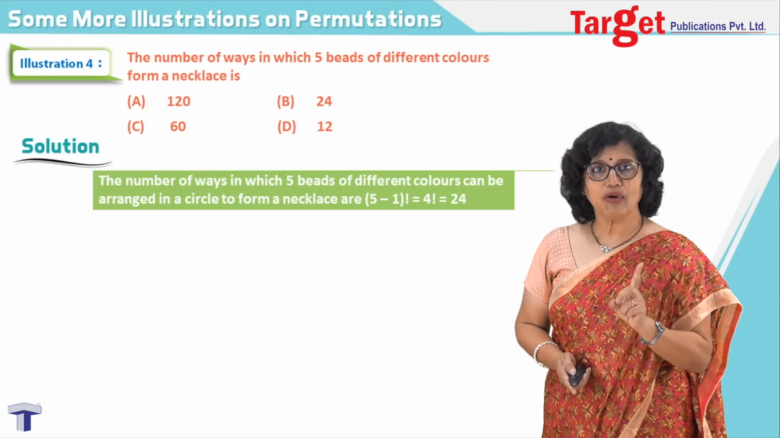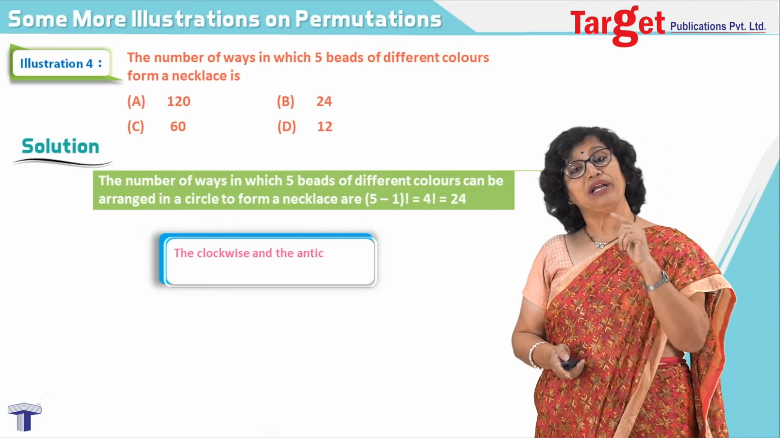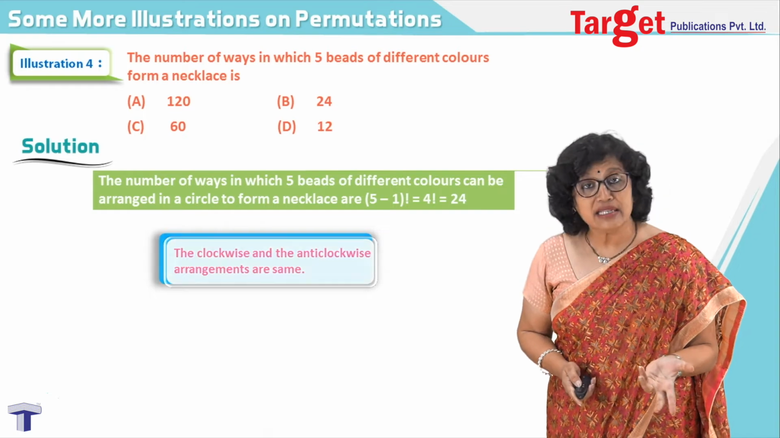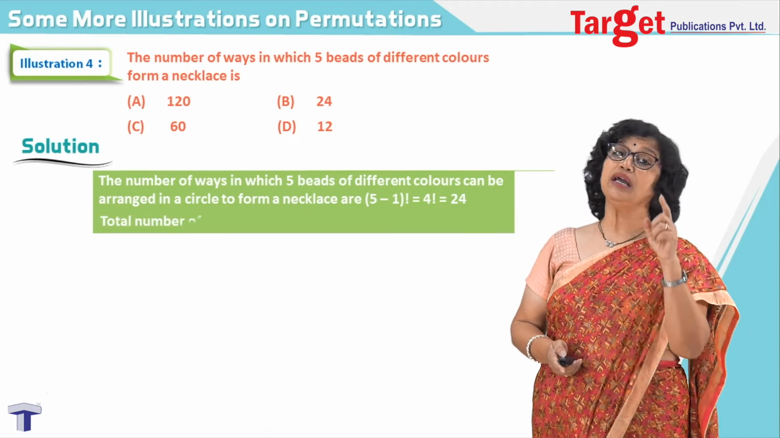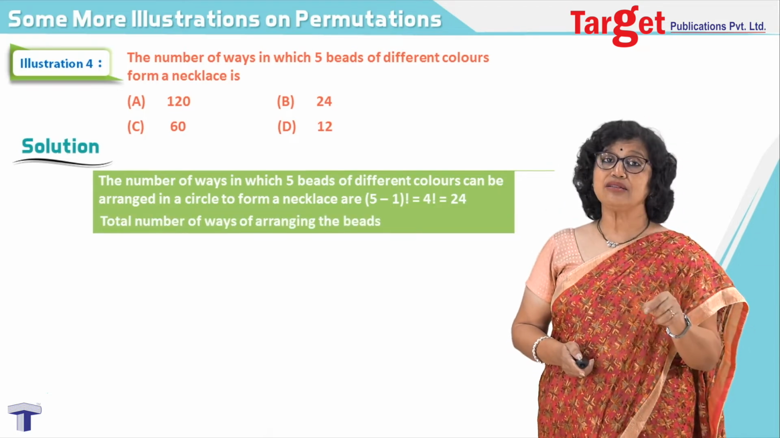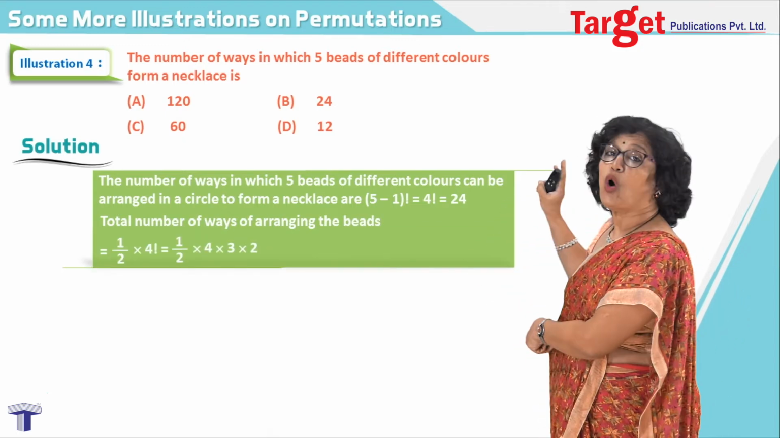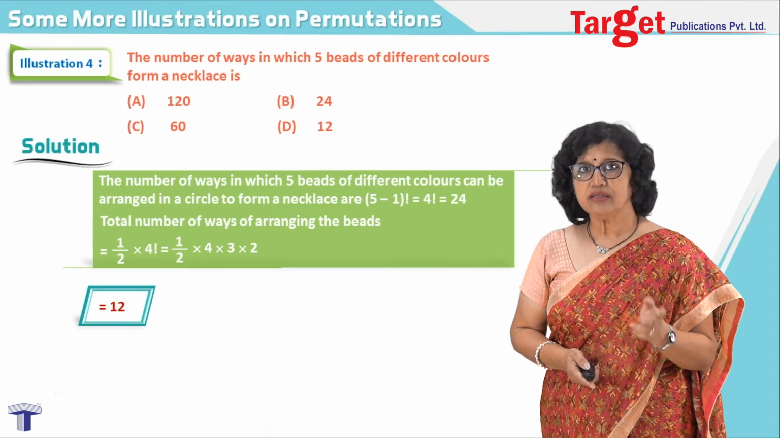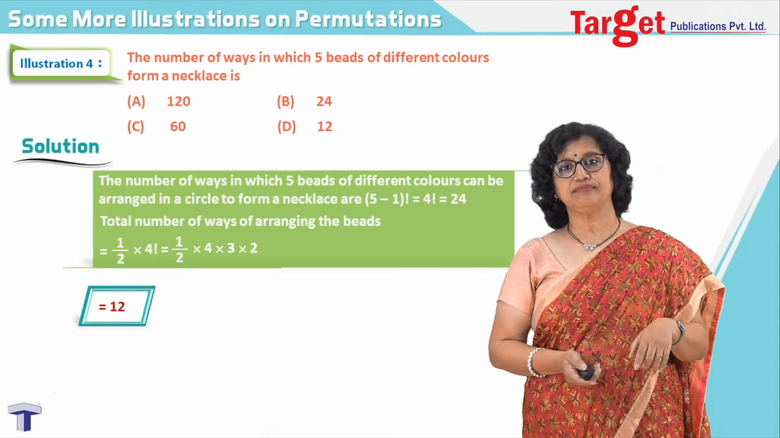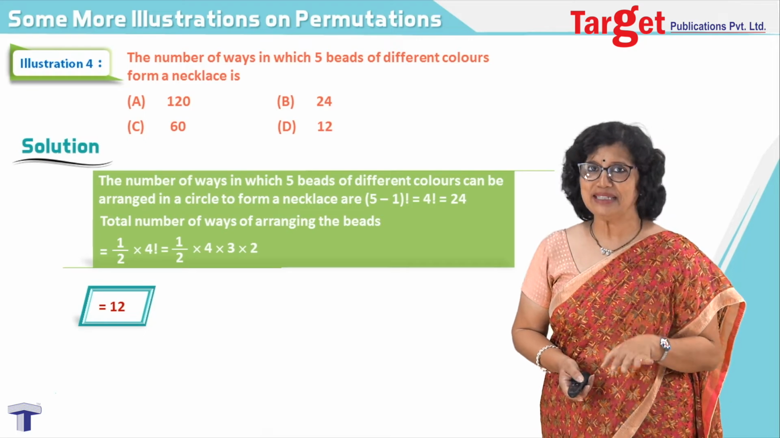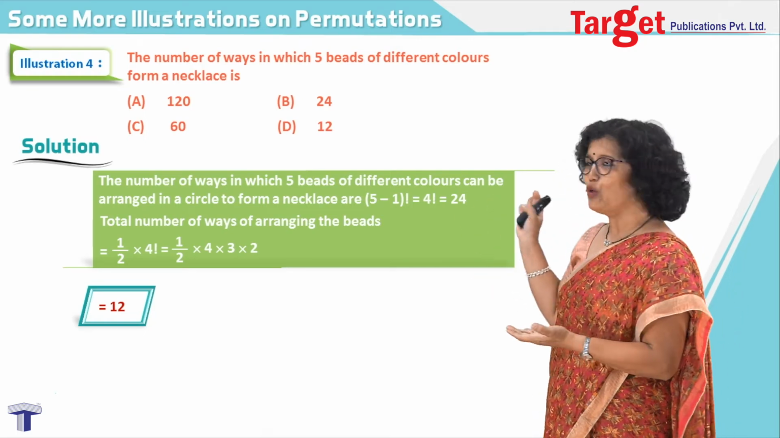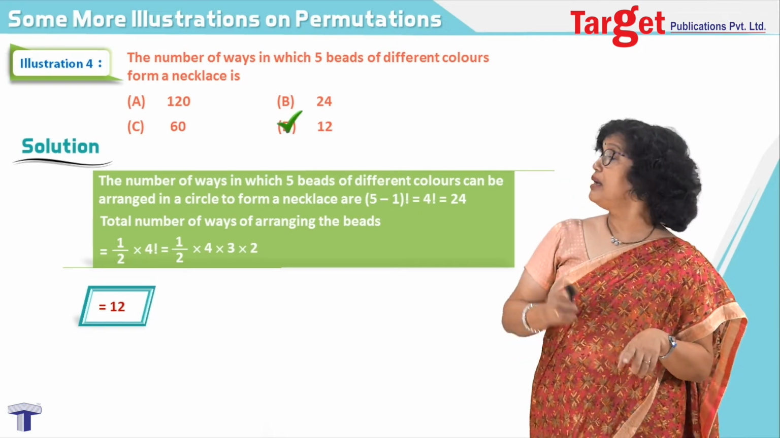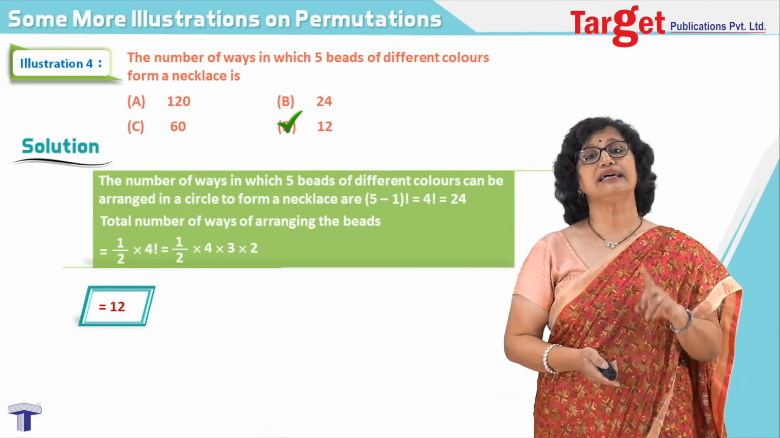No. You know what? The anti-clockwise arrangement and clockwise arrangement are one and the same in the case of a necklace. And hence, we say the required answer should be half of that. So the correct answer has to be 1 by 2 of 24. So this finally gives me the answer 12. 24 I said because of 4 factorial. That is now remembered in my mind. You can actually show the working also, 4 into 3 into 2, etc. So the correct answer is 12 here, and the correct answer in the options is D.